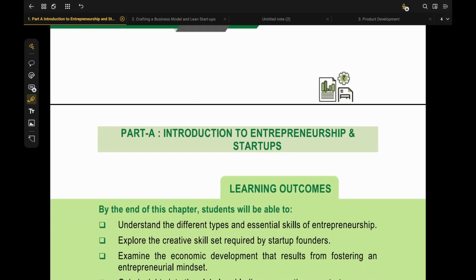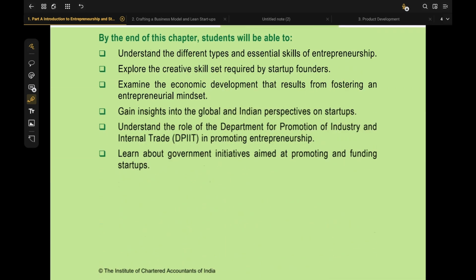So this is chapter 1, which has two parts, part A and part B. Part A is Introduction to Entrepreneurship and Startups. Part B is about startup registration. Both will be covered in the first chapter. So we can start the first chapter.